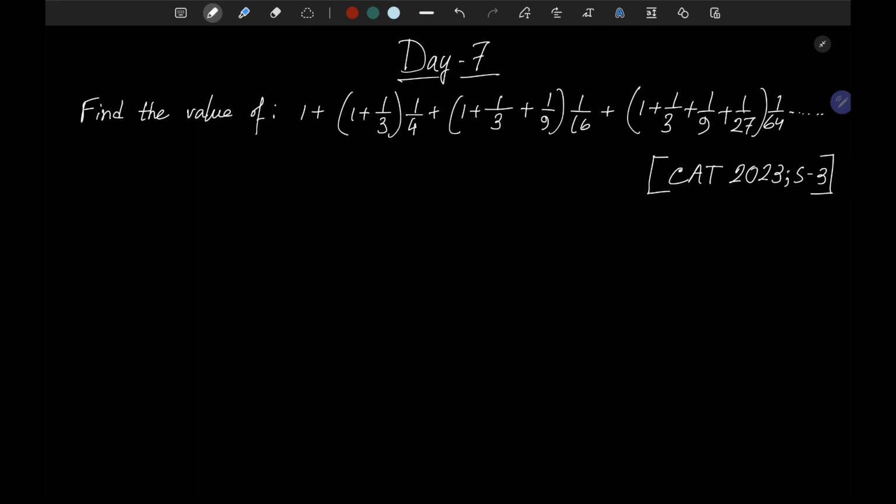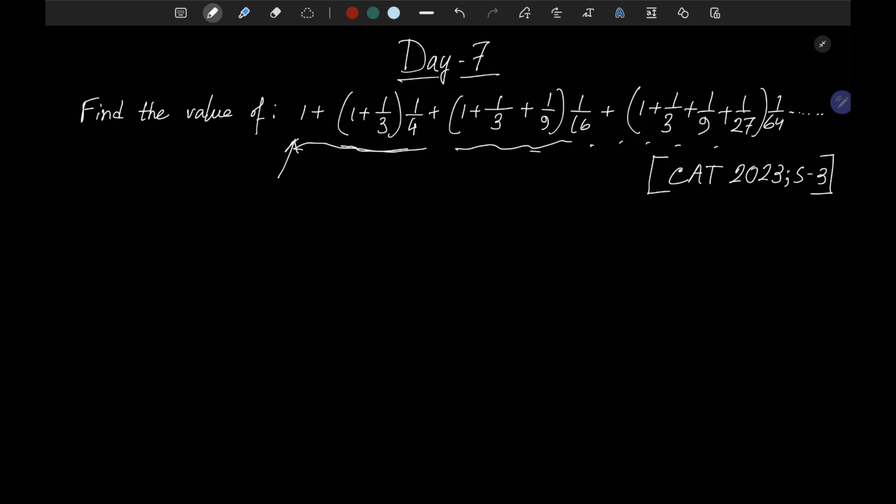This is the 7th day of our daily QA problems series, and this particular problem was given in CAT 23 slot 3 QA paper. On the screen you can see the question. A series is given in this format where the first term is 1, the second term is 1 plus 1 by 3 into 1 by 4, and the third term is this one, and so on. This series stretches up to infinity, and the question asks what is the value of this series.